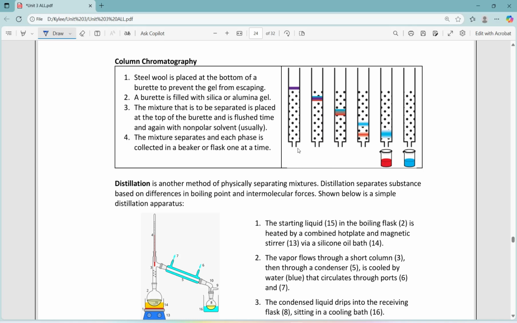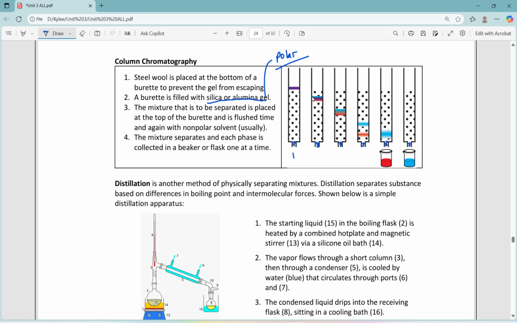So the idea is that we would place a little bit of steel wool at the bottom of a burette. So there's steel wool in here that's not really drawn. It doesn't necessarily have to be a burette. It can be different, just a glass tube that has an opening at the bottom or something similar. It is filled with silica or alumina gel, which we know are really polar. A mixture is placed at the top, and notice that we'll call it picture number 1, our mixture is purple.